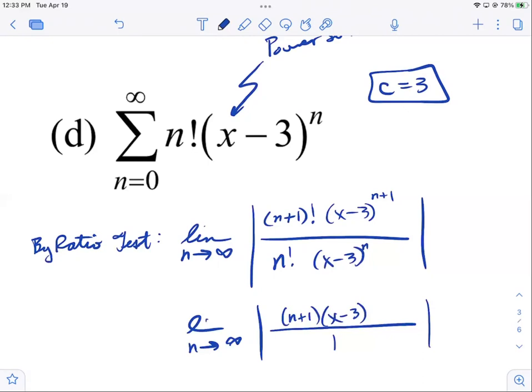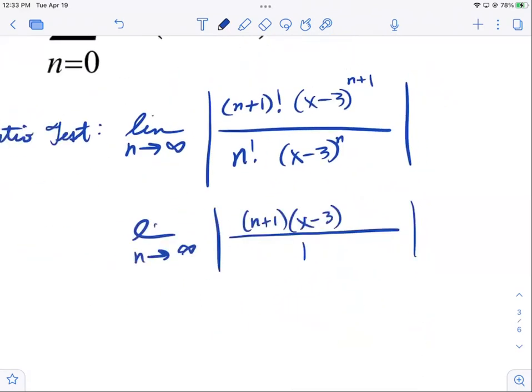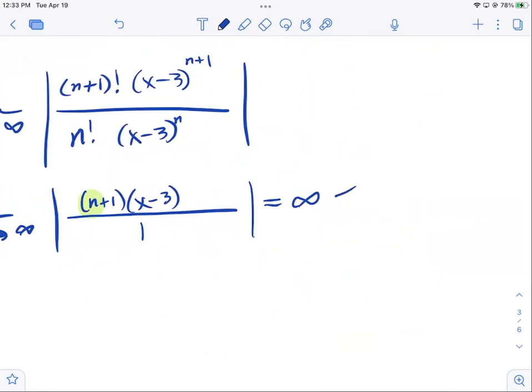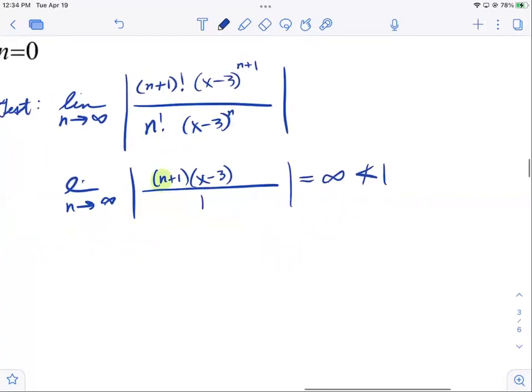All right, now as n goes to infinity, we can treat x minus 3 like a constant. So the coefficient of n would be x minus 3. But what's happening as n goes to infinity? What's infinity times a constant? It's infinity, right? So this thing equals infinity, regardless of what x is. Is infinity less than 1? No. So instead of saying it is greater than 1, I'm going to say it's not less than 1. Okay? We're trying to force it to converge.